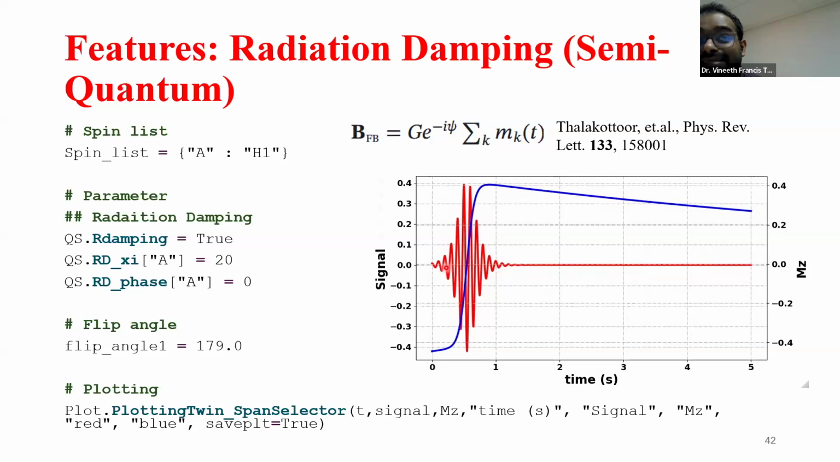So when you simulate this problem, use a different plotting function, which is plotting twin span selector. Span selector means you can measure the distance on the x-axis, and twin means you can have two different y-axes. So you can plot the signal, which is the hyperbolic secant after the simulation, and you can also plot the MZ trajectory in the same plot.